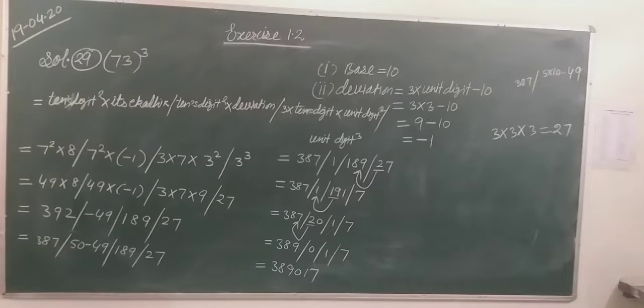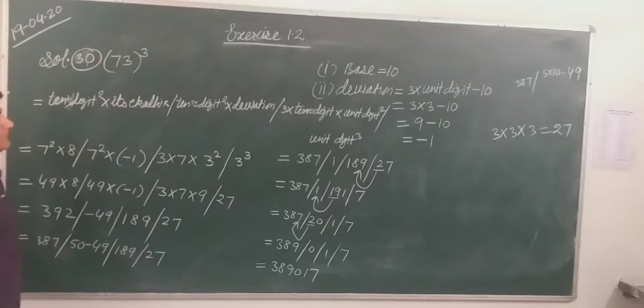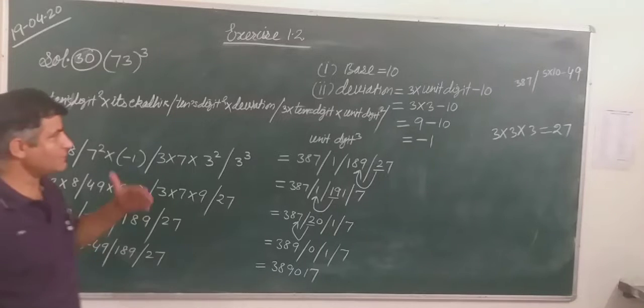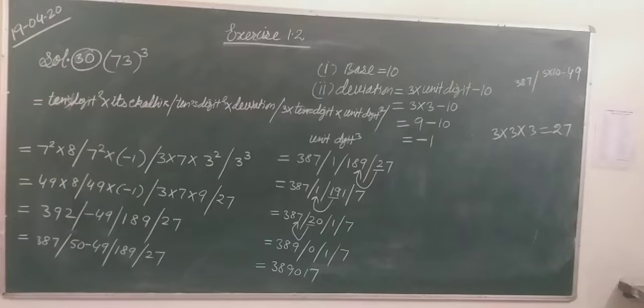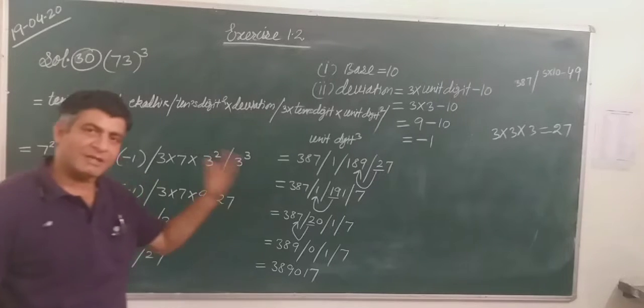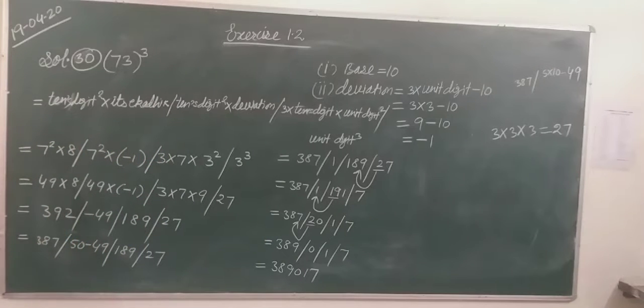So we have done 30 questions here, not 29. This question is question 30. Okay, the next question is question number 32. Next I will do question number 32. We have to find the cube of a number, 106, by the same method.